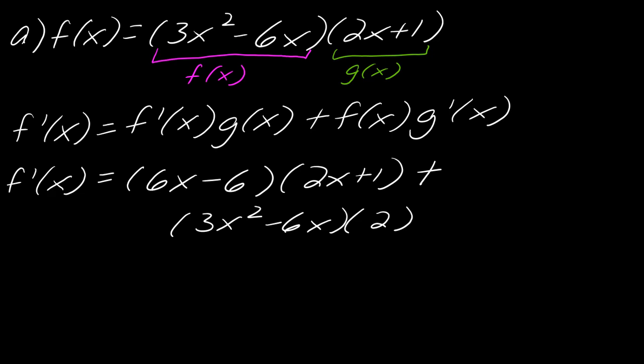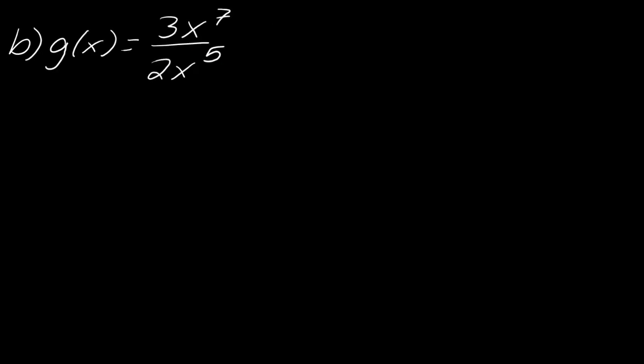From here, you could go through and multiply everything out, it just depends on what the final answer needs to be. I'm just going to leave it here, because you could just multiply from here if you wanted to. Okay, so for B, this one's going to use the quotient rule, or that's what we have to use.